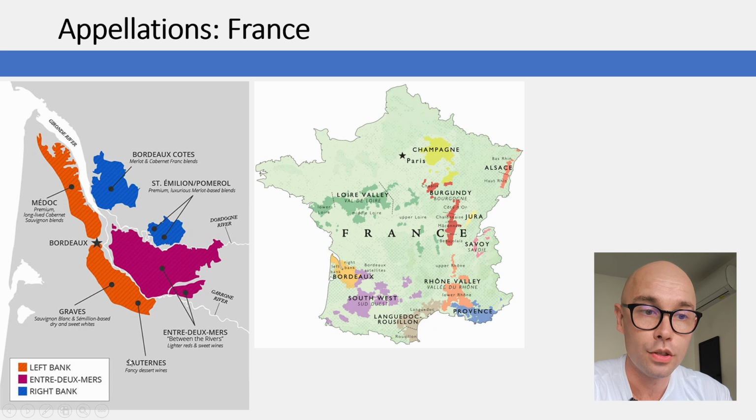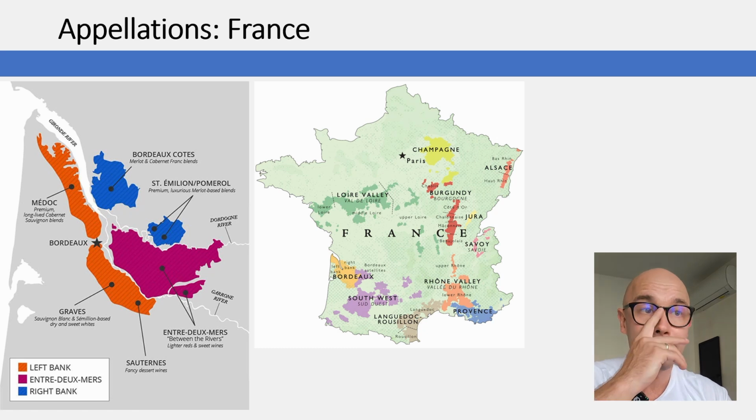Something that you don't need to know for your Level 2 is the Entre-Deux-Mers, which is basically a translation of between the rivers, where usually white grapes dominate, or if red wines are produced, usually simple, easy, approachable Merlot-dominated wines are made here.